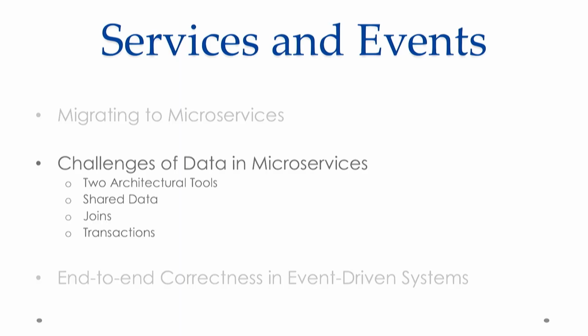So we're going to talk about how to deal with some of the challenges that we've just introduced. First I'm going to give you a couple of architectural tools that we'll use to think about the problems. We'll use those as solutions as we go forward in this section. And then I'm going to talk about how to solve the problems that we just introduced, which is how am I going to deal with shared data, how am I going to deal with joins, and how am I going to deal with transactions. Does it make sense?